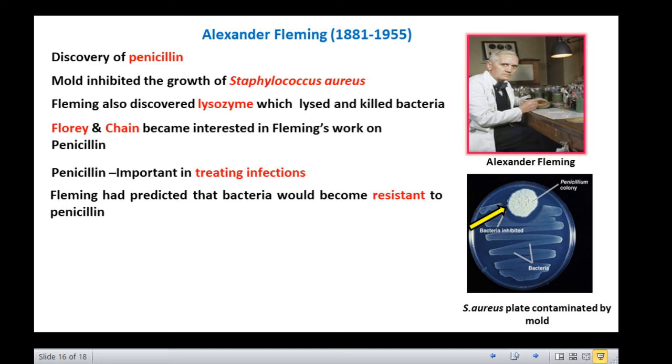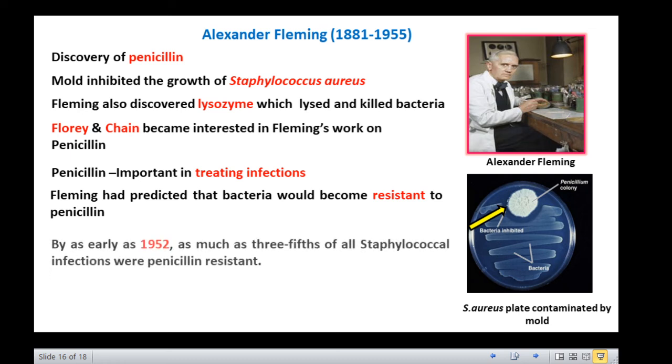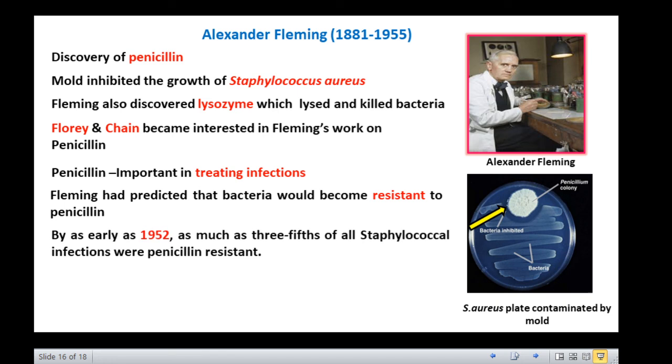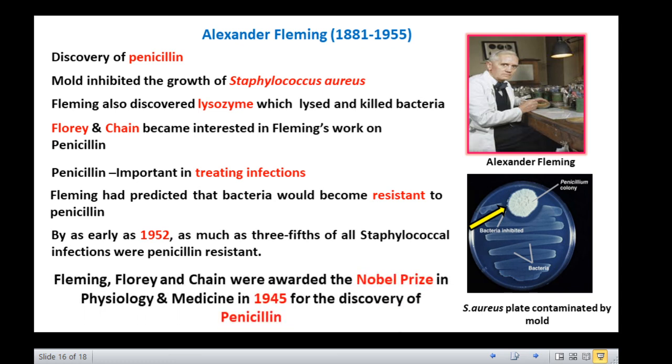Fleming had predicted that the use of penicillin would, in time, be of limited value because bacteria would eventually recombine genetically to resist the effects of penicillin. By as early as 1952, as much as 3/5 of all staphylococcal infections were penicillin resistant. Though Fleming discovered penicillin, it took Florey and Chain to make it a usable product. Hence, Fleming, Florey and Chain, all three of them, were awarded the Nobel Prize in Physiology and Medicine in 1945 for the discovery of penicillin.